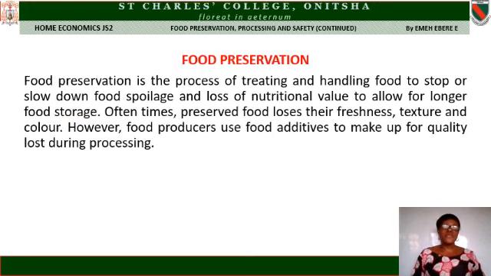Now we are going to look at food preservation. Food preservation is the process of treating and handling food to stop or slow down food spoilage and loss of nutritional value to allow for longer food storage. Oftentimes, preserved food loses its freshness, texture, and color. However, food producers use food additives to make up for quality lost during processing.